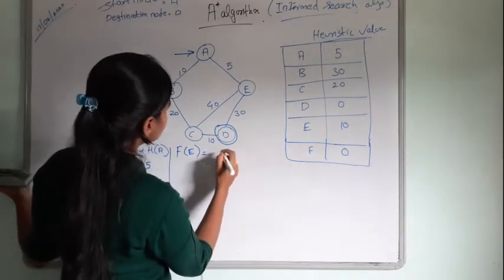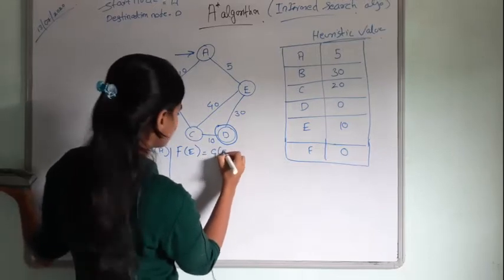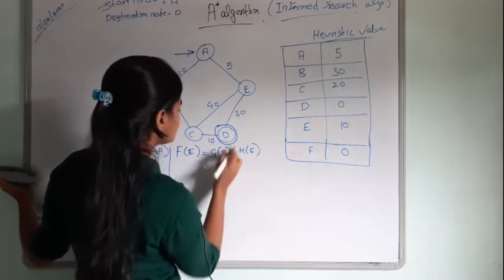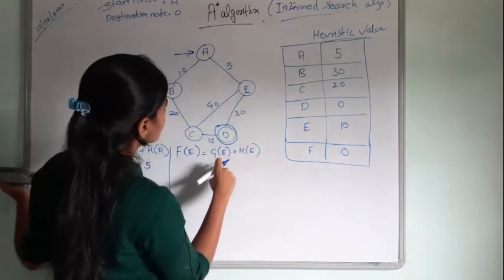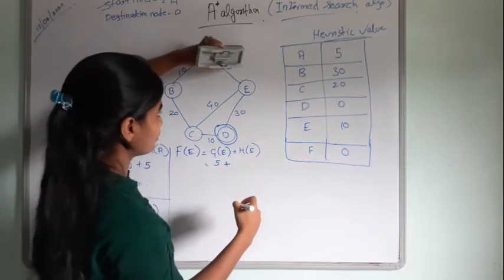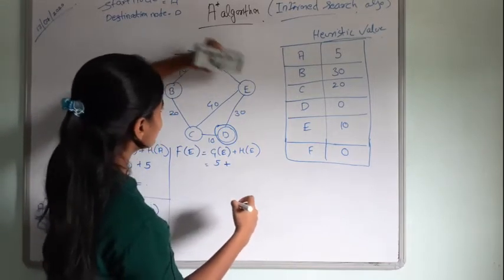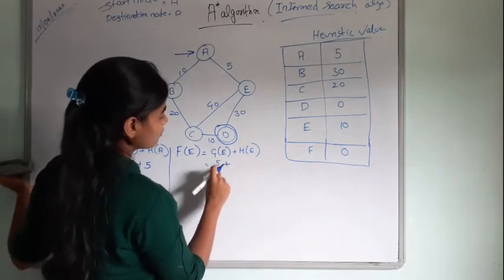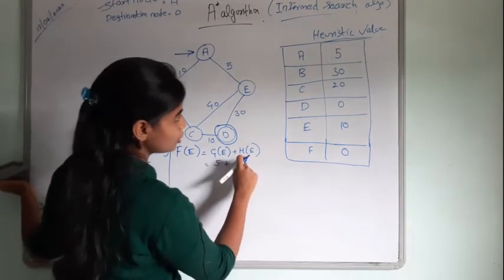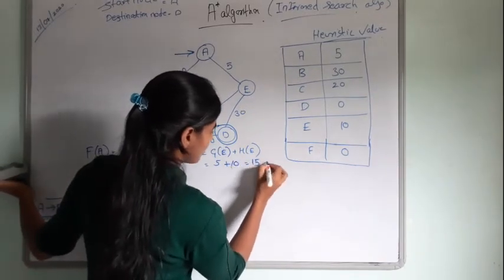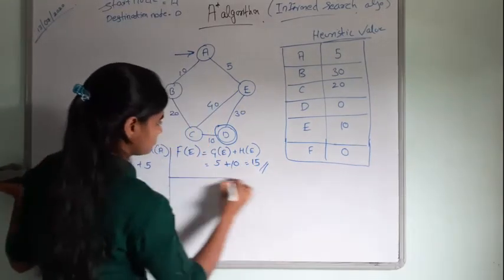Now F of E is the G of E plus H of E. Here, G of E is how much? 5. It is the cost of the node from A to B, A to E; the traversing cost of the node E is 5, and the heuristic function of E is 10. So the answer comes as 15.